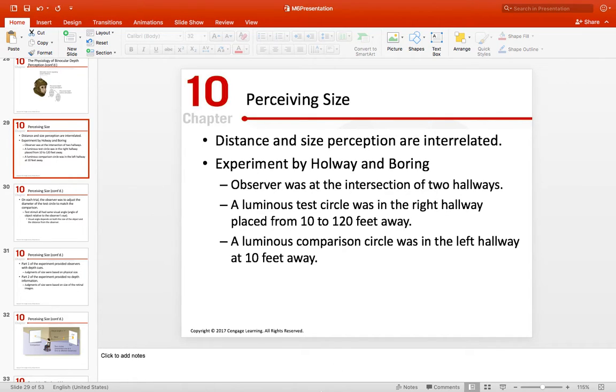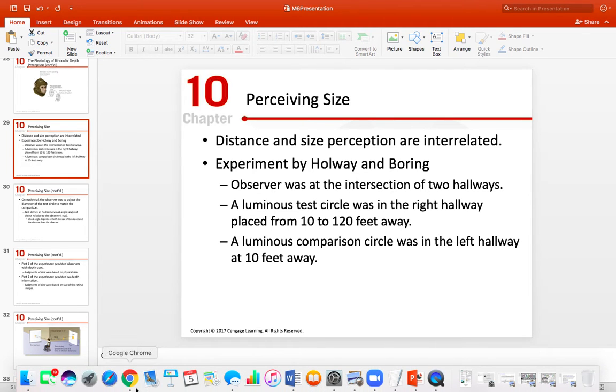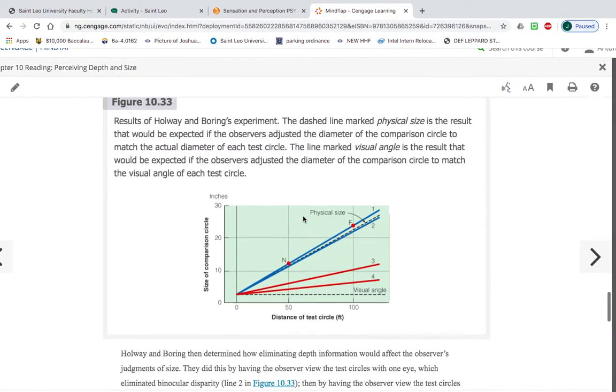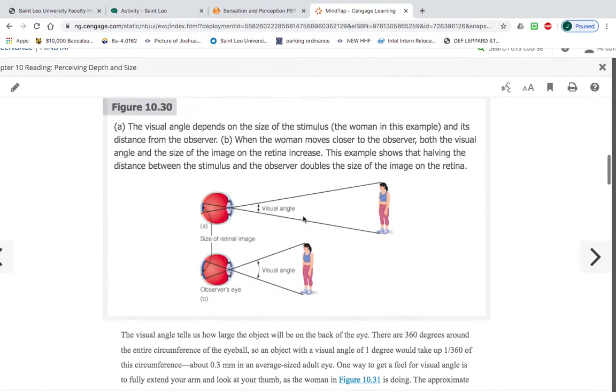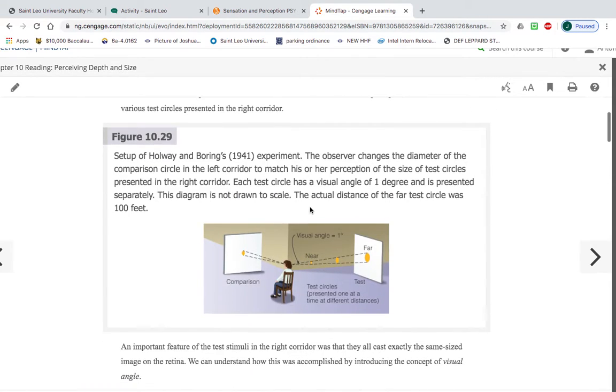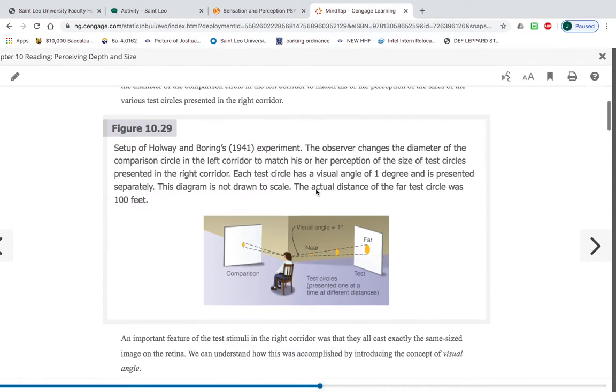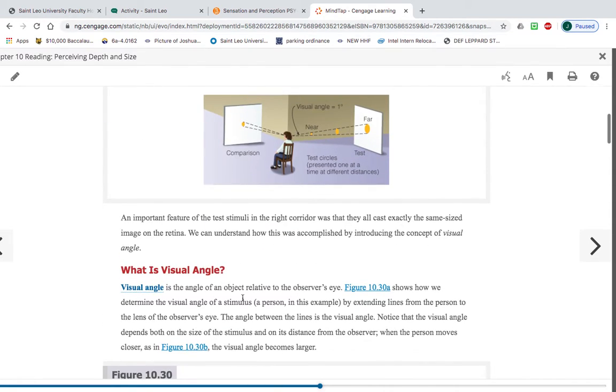So let me pull this up here if I can. This is just the digital copy of your book. In your book, you can see an explanation of the so-called visual angle, and here's the experiment. The visual angle is the angle of an object relative to the observer's eye.